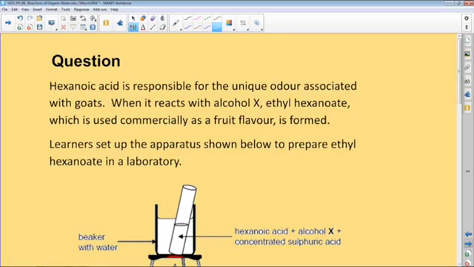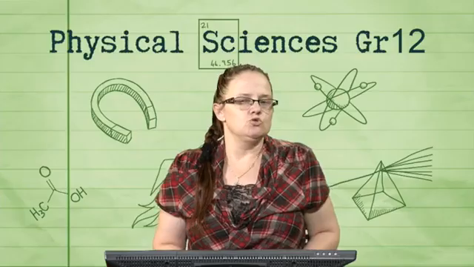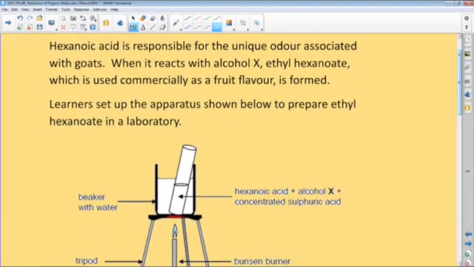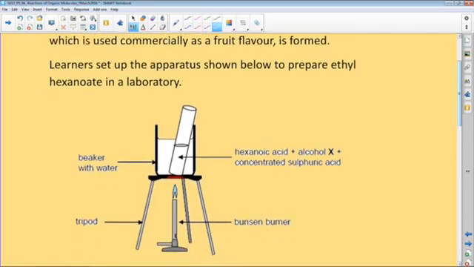Okay, so let's see if you're ready to tackle a problem. So here I have a problem for you, and I'm going to give you 2 minutes to look at it. So let's just look at the first part of the question together, and it says hexanoic acid is responsible for the unique odor associated with goats. I'm not really sure what that is, but let's just go with it. When it reacts with an alcohol, ethyl hexanoate, which is used commercially as a fruit flavor, is formed. A learner set up the apparatus to prepare the ethyl hexanoate in the lab. So here we have hexanoic acid and an unknown alcohol, beaker, in a water bath, off we go.